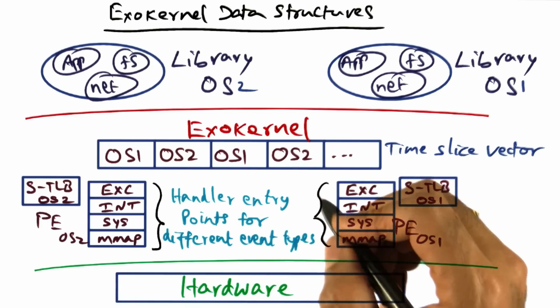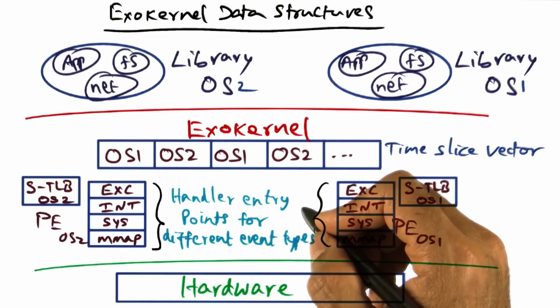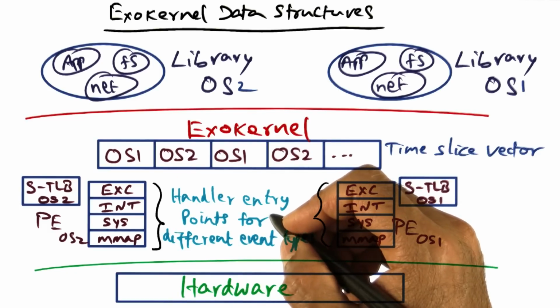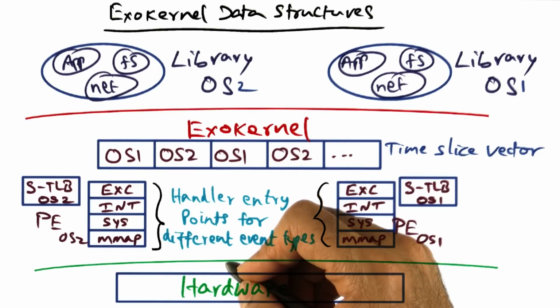Downloading code into the kernel, which I mentioned as one of the mechanisms that Exokernel provides, allows first-level interrupt handling on behalf of a library operating system.